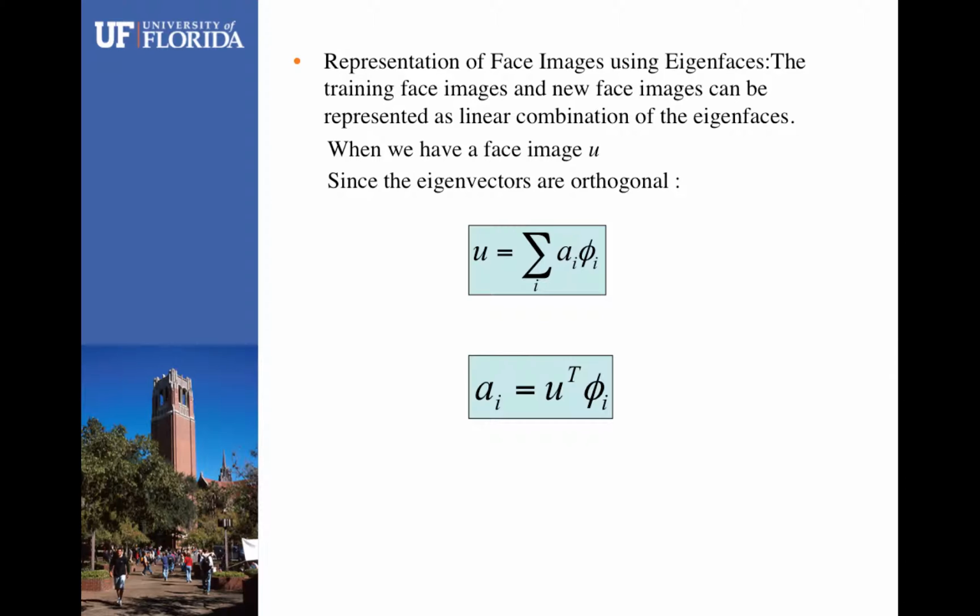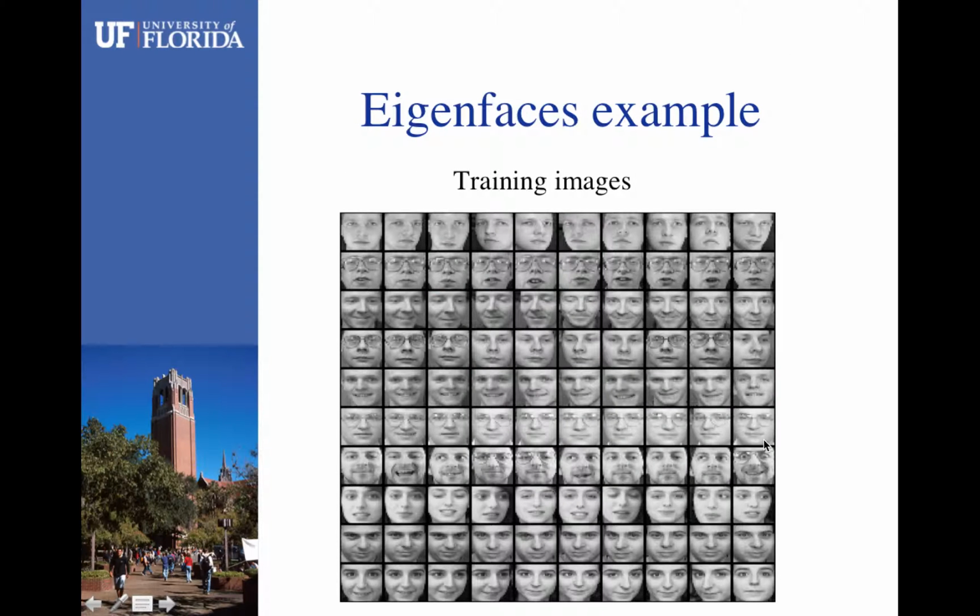Representation of face images using eigenfaces. The training face images and a new face image can be represented as a linear combination of the eigenfaces. For example, when we have a face image U, since the eigenvectors are orthogonal, U can be described as the sum of a_i times phi_i. So a_i can be described as this. This is an example of the eigenfaces. This is the figure of training images.